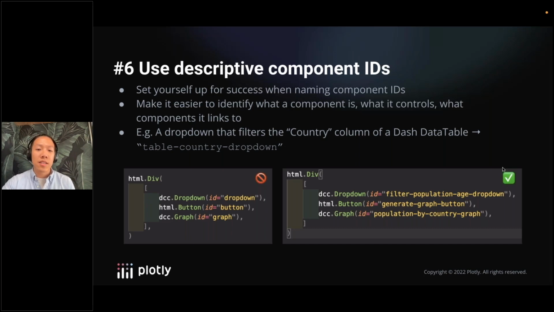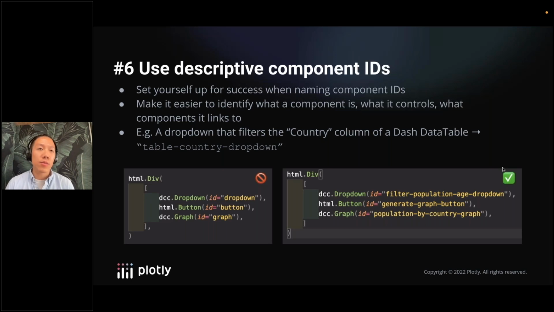By giving your components descriptive IDs, you can make it much easier to identify what the component is, what it controls, and the other components that it links to. So for example, let's say you have a Dash data table with all sorts of global population statistics, and the first column is country. If you have a dropdown that filters the country column, you can name the ID table country dropdown. I usually like to indicate what the component is at the end of the ID. So here, you know, very clearly it's a dropdown. And you can tell what it connects to or what it's filtering.